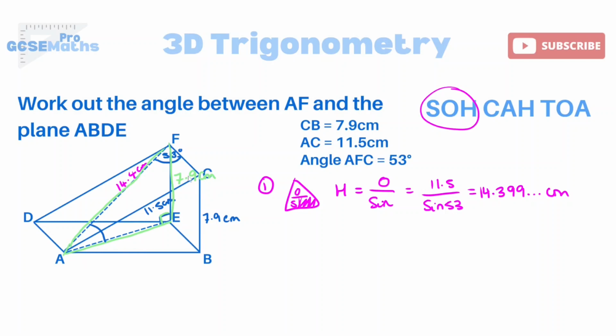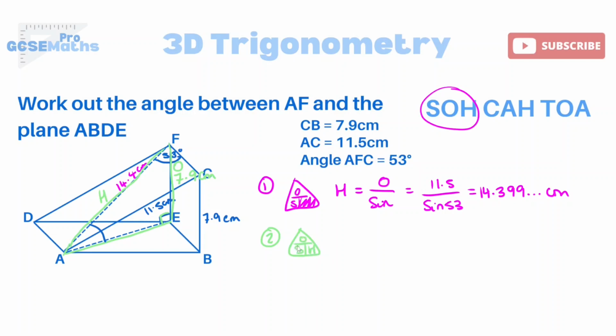So now I've got two pieces of information for that green triangle. I've got two sides, so I can use trig again to find my angle. I need to label the sides. 7.9 is the opposite, and 14.4 is still the hypotenuse. So in that case, I need to use sin again.